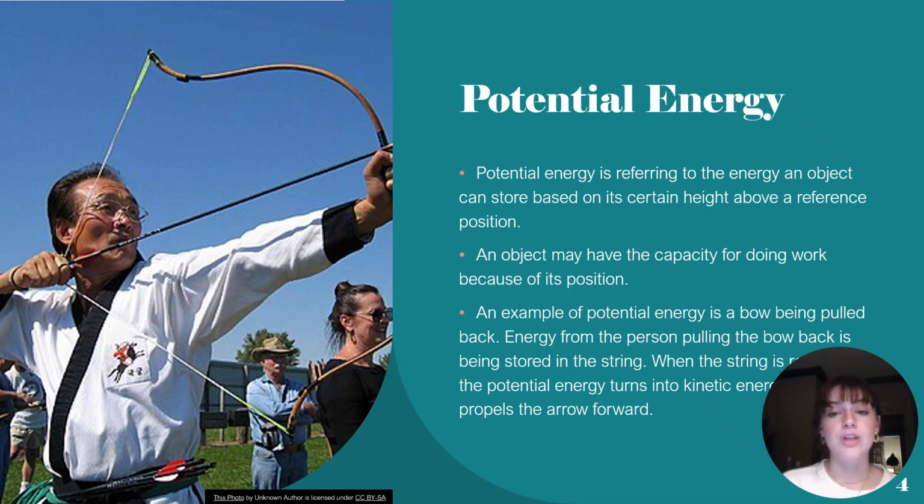So an object may have the capacity for doing work because of its position, because of this potential energy that it's building. A good example of potential energy is a bow and arrow. If you look at the picture on the left, you see a man drawing back a bow and arrow. The string that he's pulling back on, he's creating a lot of potential energy in that string. Once the string is released, the potential energy is going to turn into kinetic energy, which is then going to propel the arrow forward.